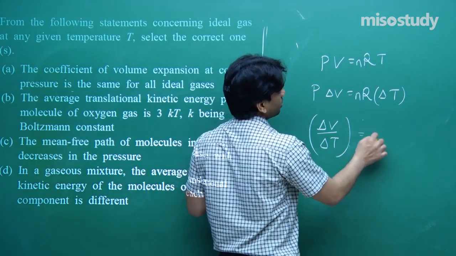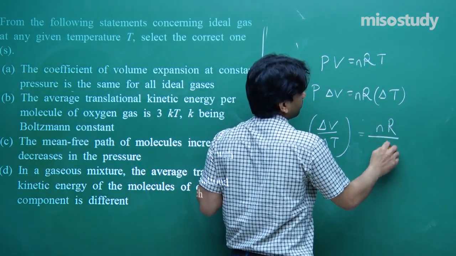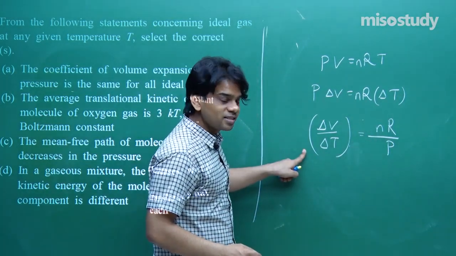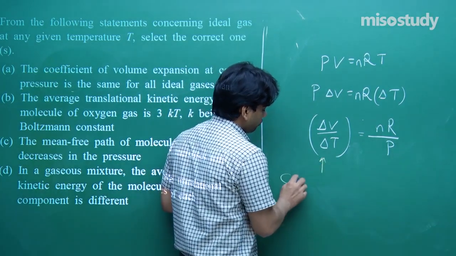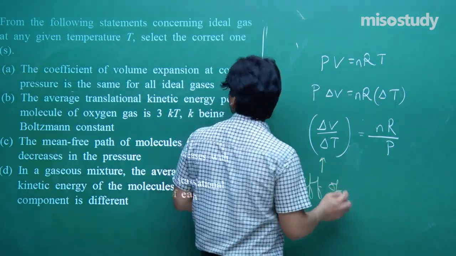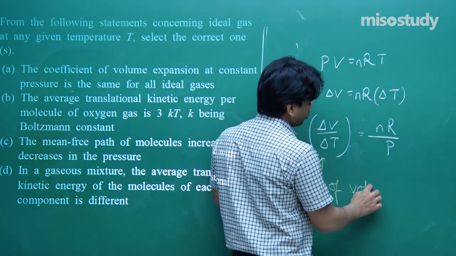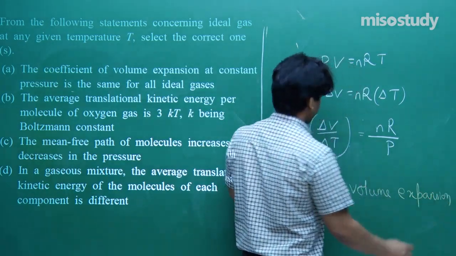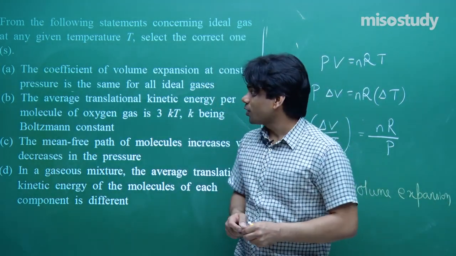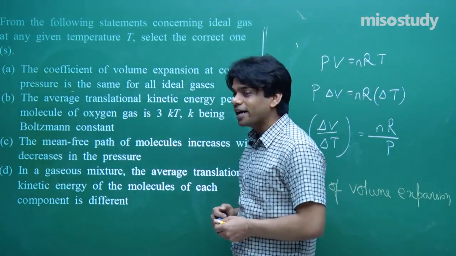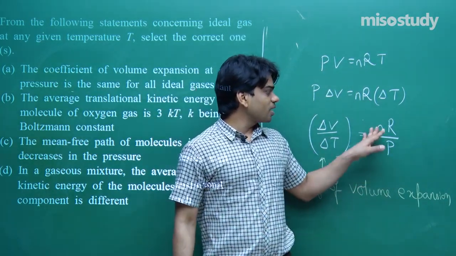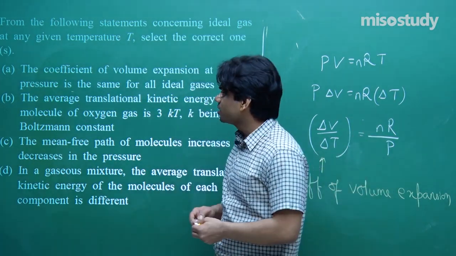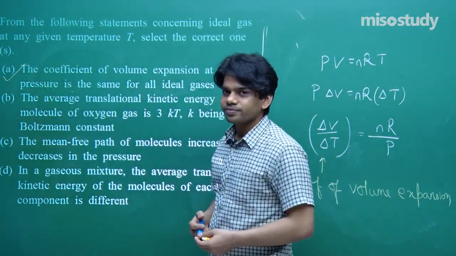Pressure is not changing, so this will be nR by P. Pressure is constant, n is constant, R is constant. This term, delta V by delta T, is the coefficient of volume expansion. So clearly that is constant. So the coefficient of volume expansion at constant pressure is the same for all ideal gases. If pressure is the same, n, the number of moles, you can keep the same. So R is the same. Yes, that is the correct statement. So option A is correct.